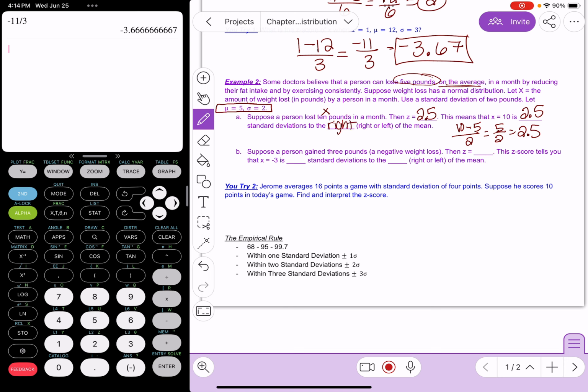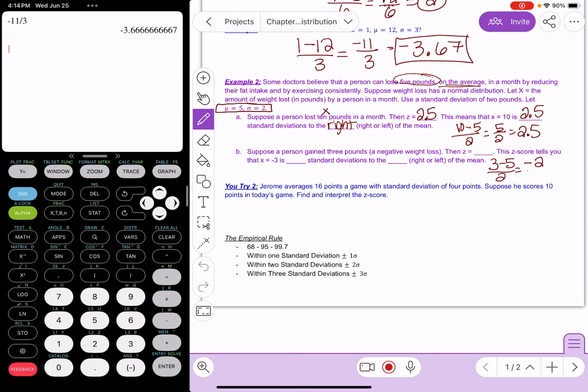Let's look at B. Suppose a person gained 3 pounds, which is a negative weight loss. Then z equals, so 3 minus 5 divided by 2. So negative 2 divided by 2 is negative 1. So the z-score is negative 1, which means you are 1 standard deviation to the left of or below the mean.